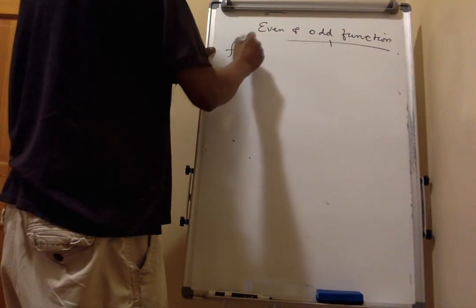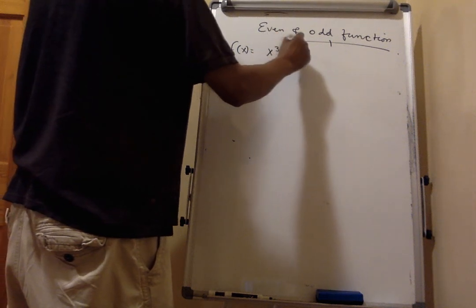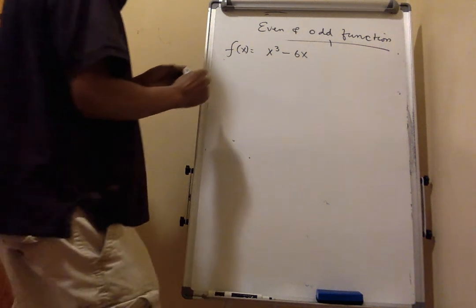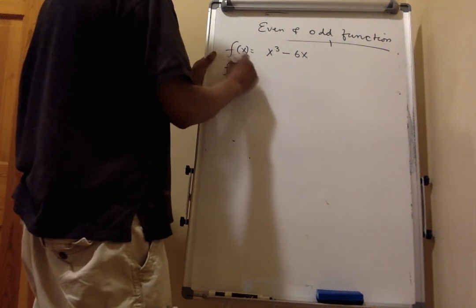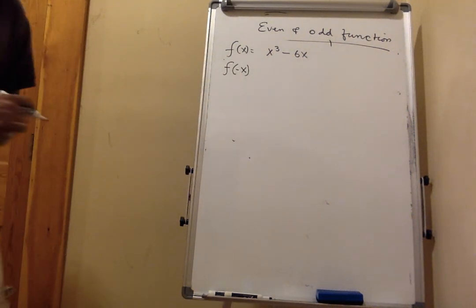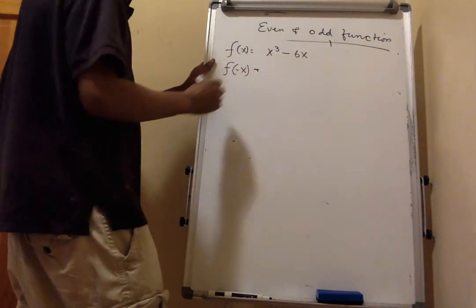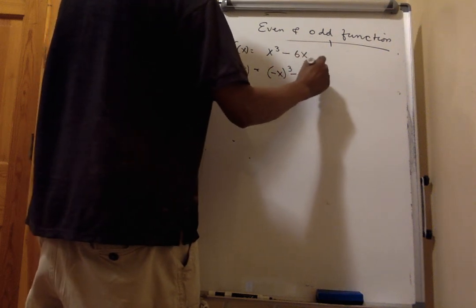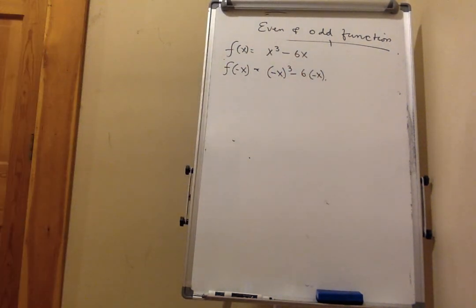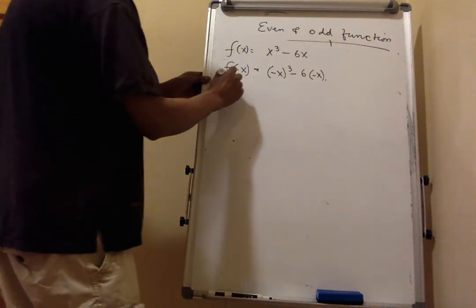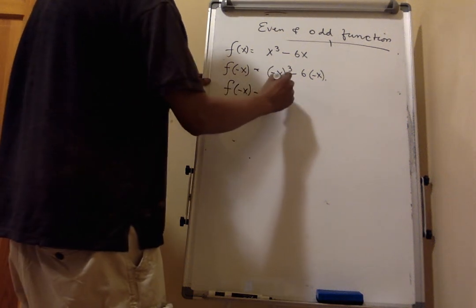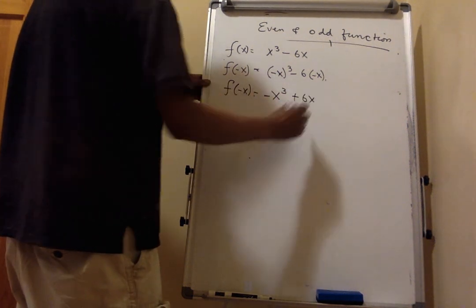f of x is equal to x cubed minus 6x. Now, let's find f of negative x. We have negative x cubed minus 6 times negative x. Then f of negative x would be negative x cubed plus 6x.